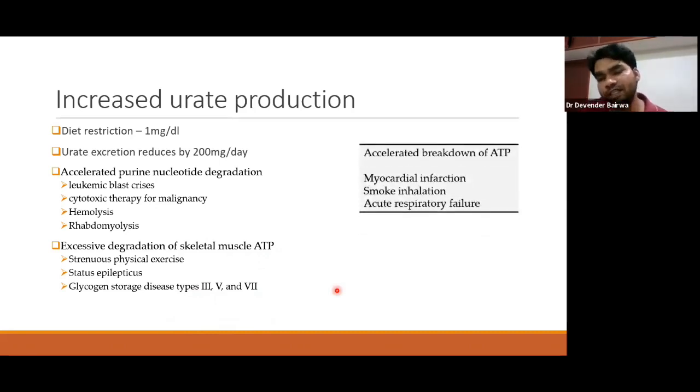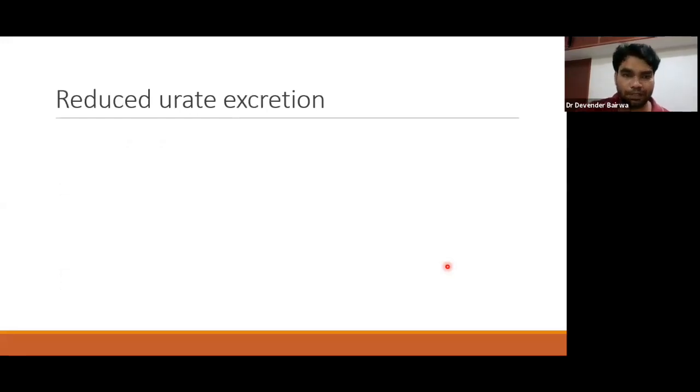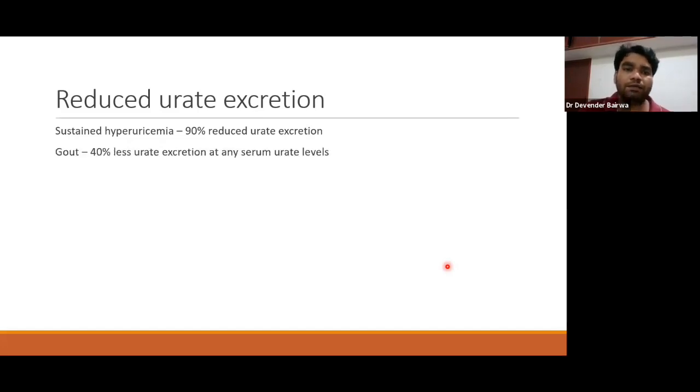Or there can be stressful conditions like myocardial infarction, smoke inhalation, acute respiratory failure. All these conditions lead to accelerated breakdown of ATP, and all lead to formation of high uric acid. Then reduced uric acid excretion. Sustained hyperuricemia, mostly 90% of cases of hyperuricemia, is because of under excretion of urate, reduced excretion of urate in the urine. And in gout patients, compared to healthy controls, they have 40% less excretion of uric acid at any serum level.